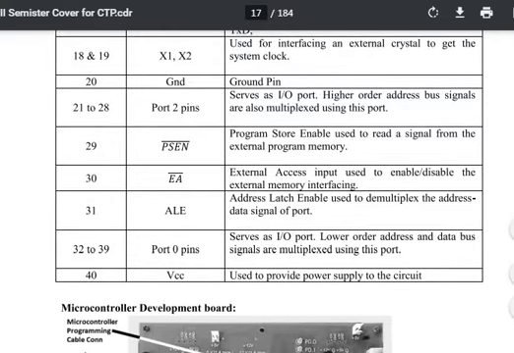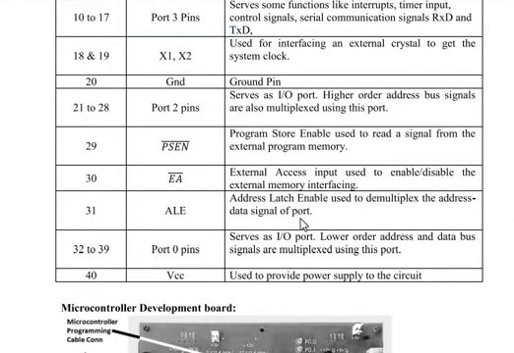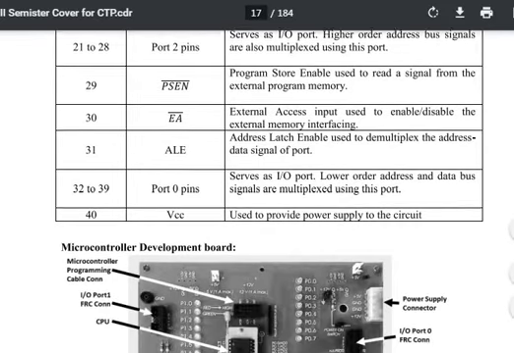Pin number 31 is the ALE pin, address latch enable, used to demultiplex the address and data signals, that is separating the address and data lines connected to port 0. Pin number 32 to 39 are port 0, which serves as an input output port. Lower order address and data bus signals are multiplexed using the port pins. Pin number 40 is the VCC pin, used to provide a plus 5 volt power supply to the circuitry.